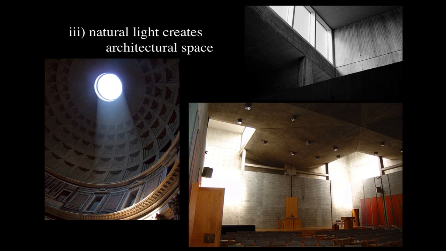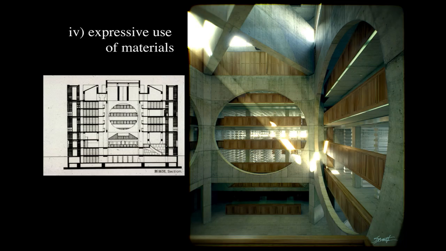Kahn also believed that in order for a space to be architectural space, you needed to have natural light. The variation in the quality of the light over the course of the day, as well as the direction of light over the course of the day, is going to enliven space and turn it into something that was truly architectural. In Kahn's architecture, we can see an expressive use of materials. Reinforced concrete was one of his favorite materials from his mature architectural practice, but there were others as well.